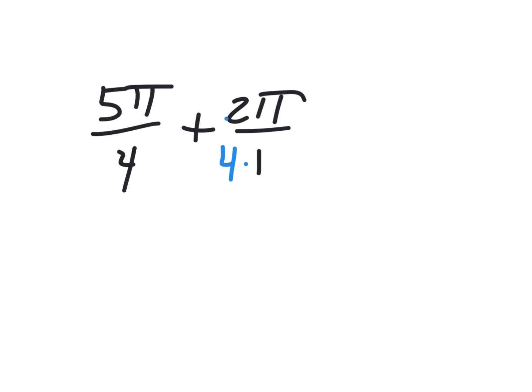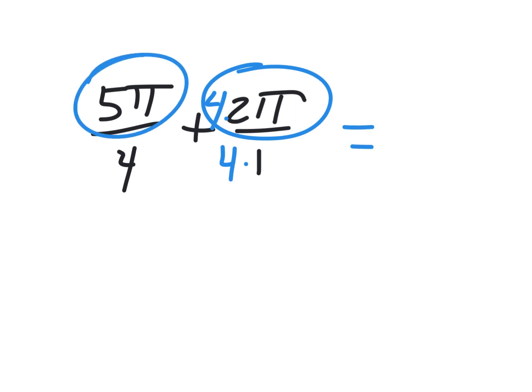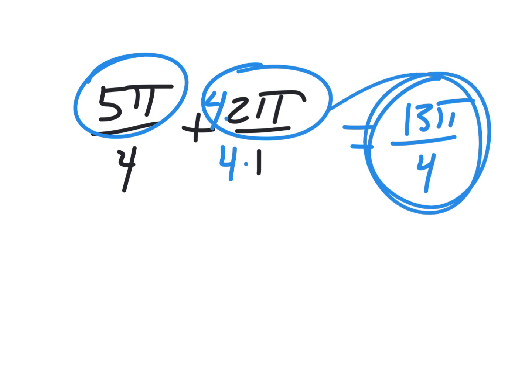Multiply the top of the 2 by 4. All right, so then this becomes 8 and 5. Final answer? 13 pi over 4. Is there other ways to make coterminal angles? Yes. You can do it in negative and then add 2 pi if you want to.